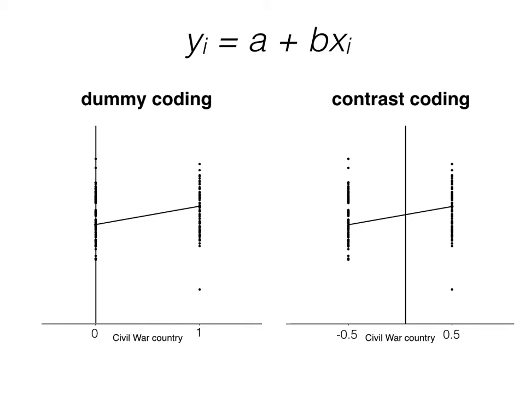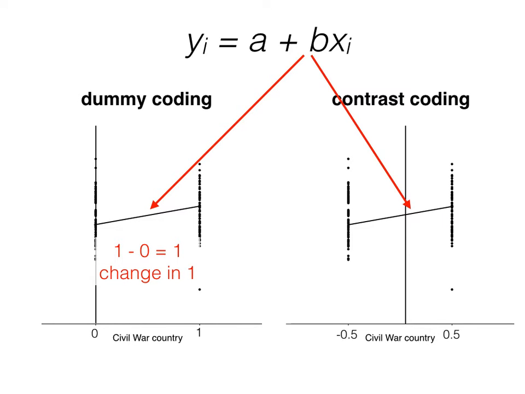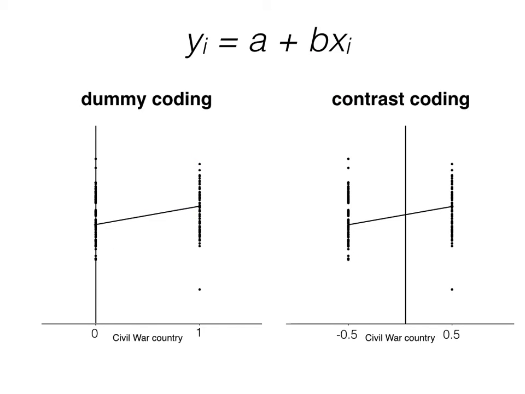In our dummy coded model, this slope is the value of b, as 1 minus 0 is 1, and b is the change in y for one change in x. Similarly, in our contrast-coded model, the slope is also b, as 0.5 minus negative 0.5 is also 1. So we're still looking at a change in 1 for x. As a result, these two models will have the exact same value for b, or the slope of x. Okay, but what about the intercept?